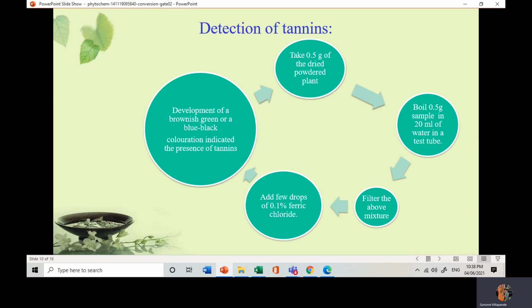Detection of tannins: development of a brownish-green or a blue-black coloration indicated the presence of tannins in a sample. So, development of a brownish-green or a blue-black coloration.